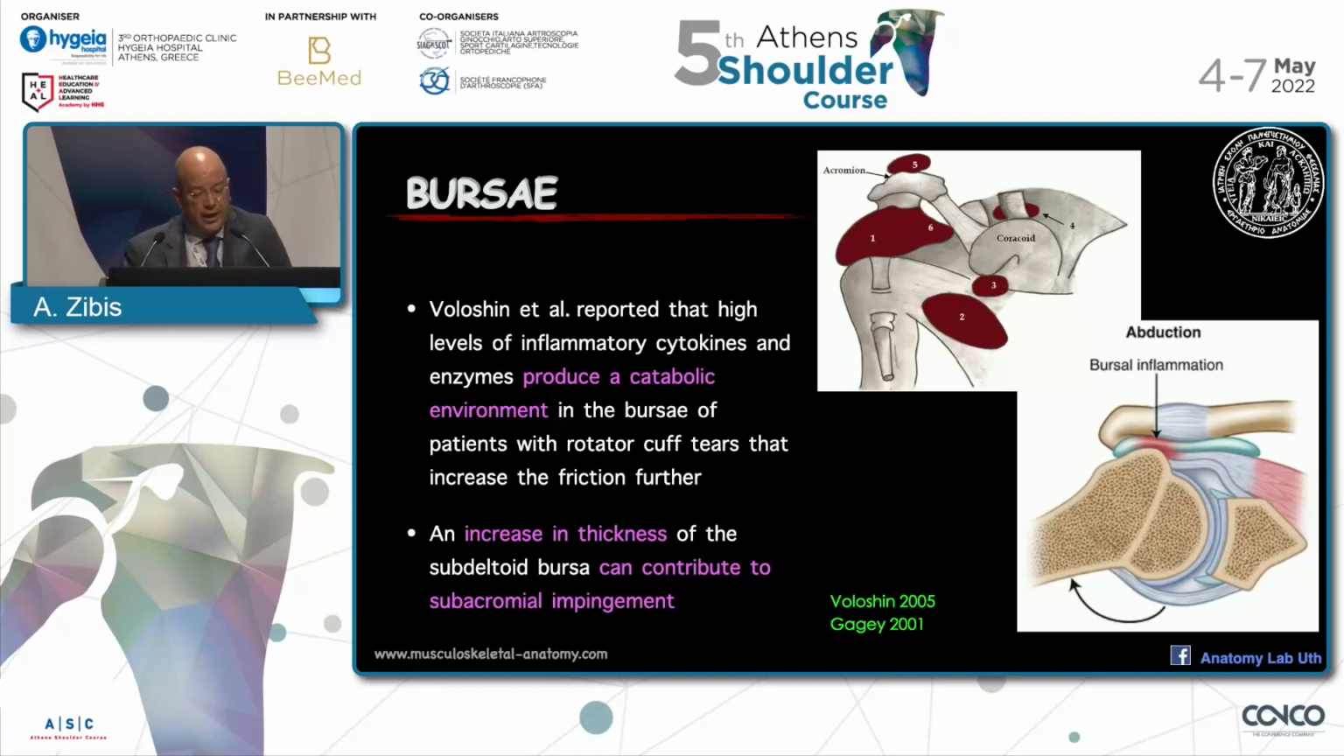What about the bursa? There is a study, or a couple of studies, that report that high levels of inflammatory process with cytokines and enzymes produce a catabolic environment in the bursa of patients with rotator cuff tears that increases the friction further. An increase in thickness of the subdeltoid bursa can contribute to subacromial impingement.